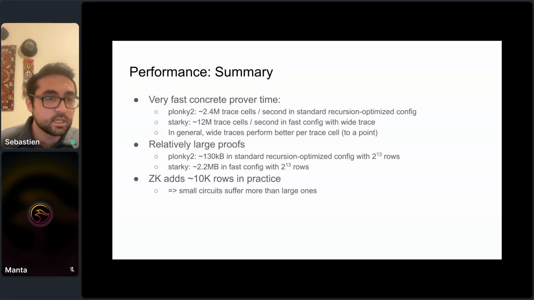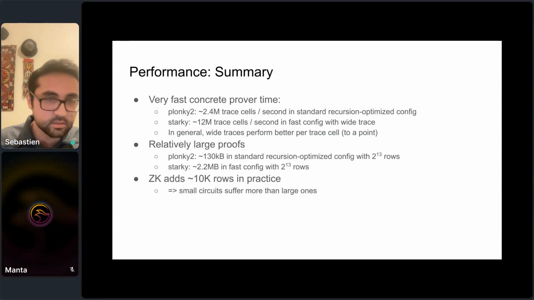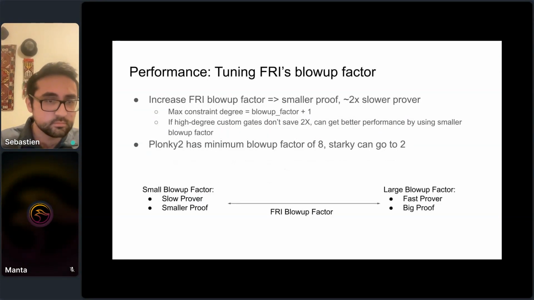and whatnot. But roughly, Plonky2 can prove over approximately 2.4 million trace cells a second, and Starky around 12 million trace cells a second. Now, adding zk adds some overhead, and in Plonky2 in particular, it adds more overhead than in other proof systems, so that's something to watch out for.